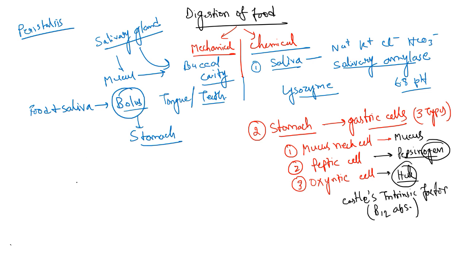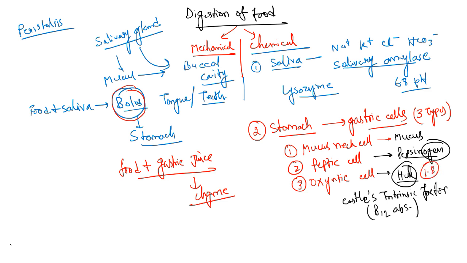Now, we started the food journey with the bolus, where the food is mixed with saliva and reaches the stomach. And the food mixes with the gastric juice. Gastric juice contains all this: mucus, pepsinogen, HCl, everything. Whenever the food is mixed with gastric juice, we call it chyme. Now this pepsinogen will be converted to pepsin, and pepsin is active in the presence of HCl. HCl pH is 1.8. Very, very acidic.